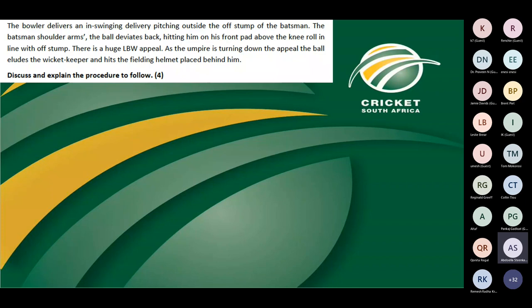After striking the front pad, the ball then eludes the keeper and hits the helmet that was placed behind the keeper. Discuss and explain the procedure to follow. So Tom, let's give them a few seconds just to visualize this, and if we can get a few hands, any hands, four marks for this question.